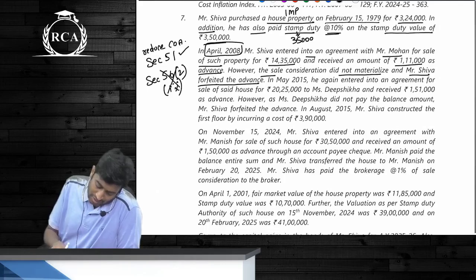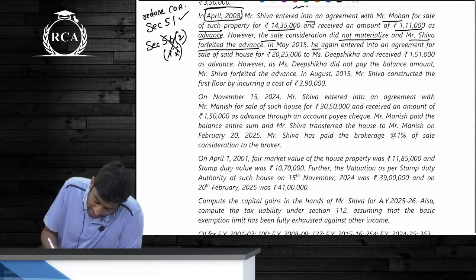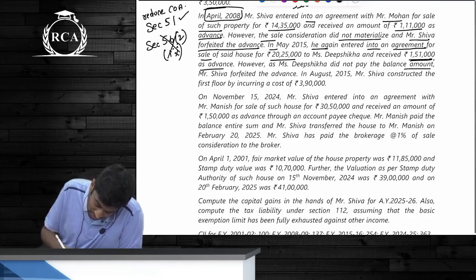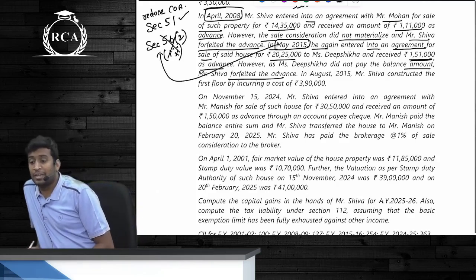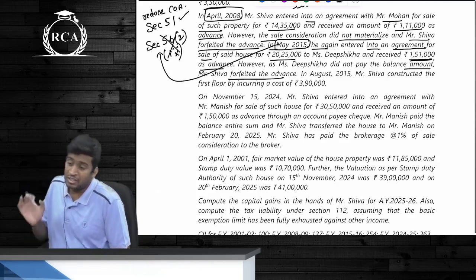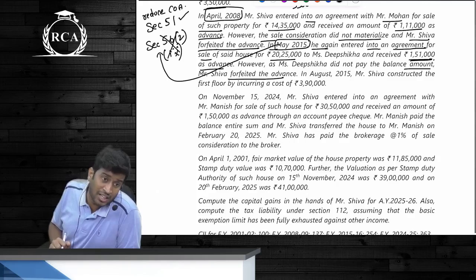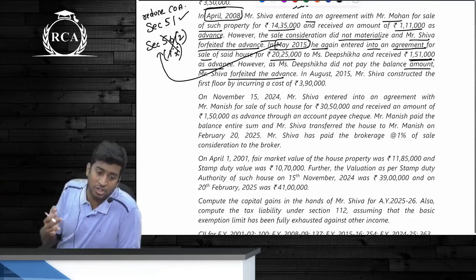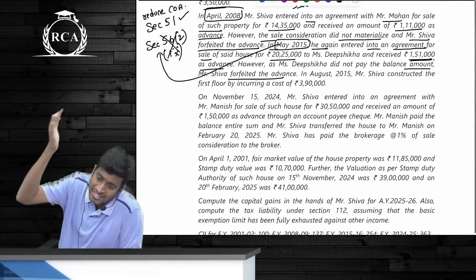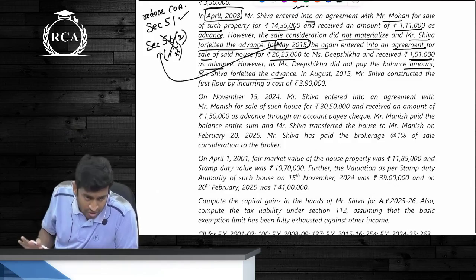Point number 2. In May 2000, he again entered into an agreement for sale and received an advance, again that advance was forfeited, but when was it forfeited? So now which section will apply? It will be taxable in which year? In 2015. We are in which financial year? 24. So this is irrelevant for our examination year purpose. This is already taxable under IFOS in financial year 15-16.